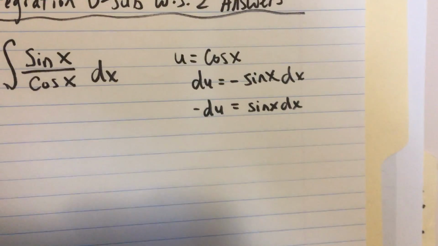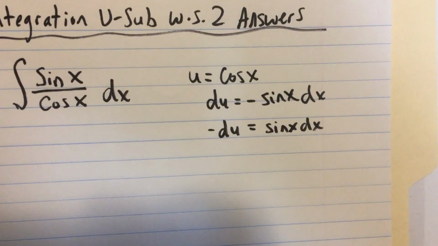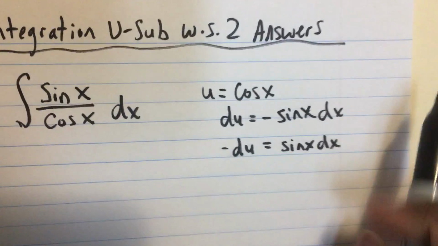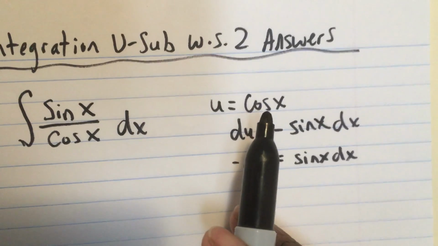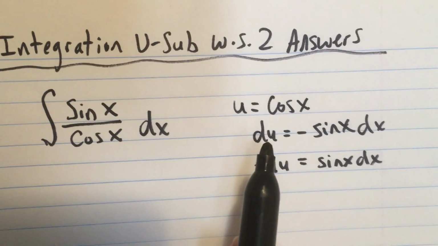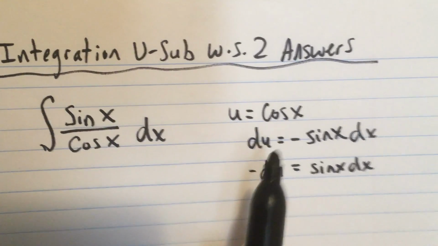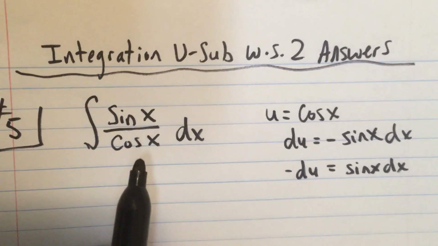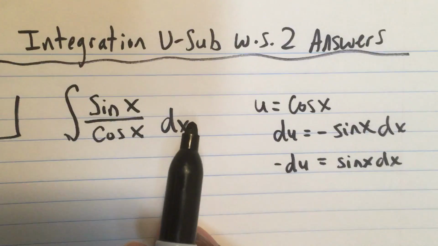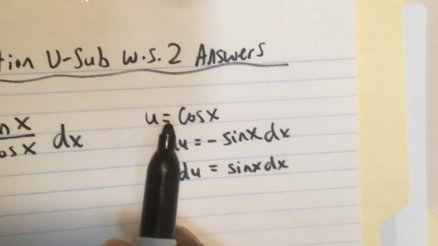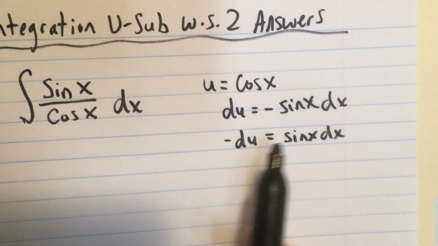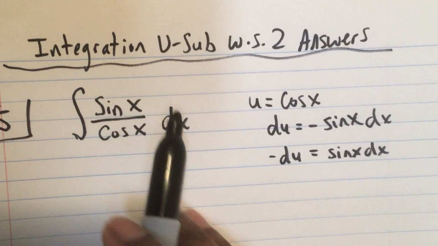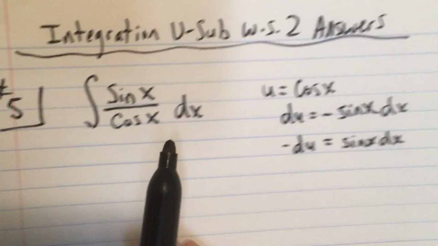Again, the reason I chose cosine x to be u is because if u was sine x, the derivative would have been cosine x dx. But here, cosine is a denominator, but not dx. So that's why I'm using cosine x instead as u. Notice that sine x dx is right here.